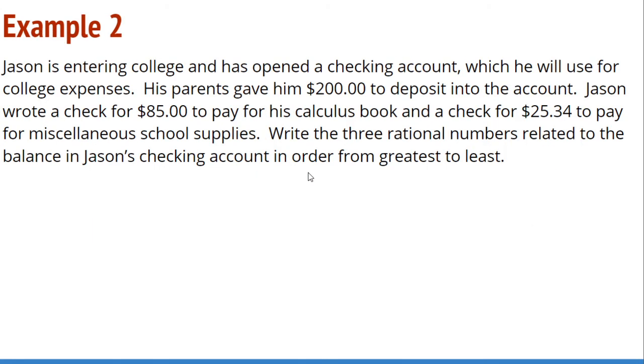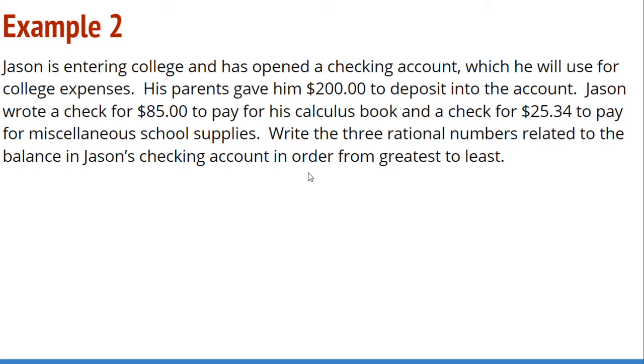So Jason is entering college and has opened a checking account, which he will use for college expenses. His parents gave him $200 to deposit into the account. Jason wrote a check for $85 to pay for his calculus book and a check for $25.34 to pay for miscellaneous school supplies. We're going to write the 3 rational numbers related to the balance in Jason's checking account in order from greatest to least.